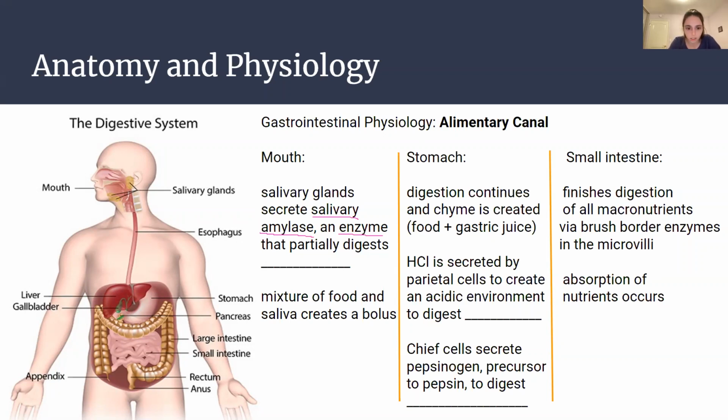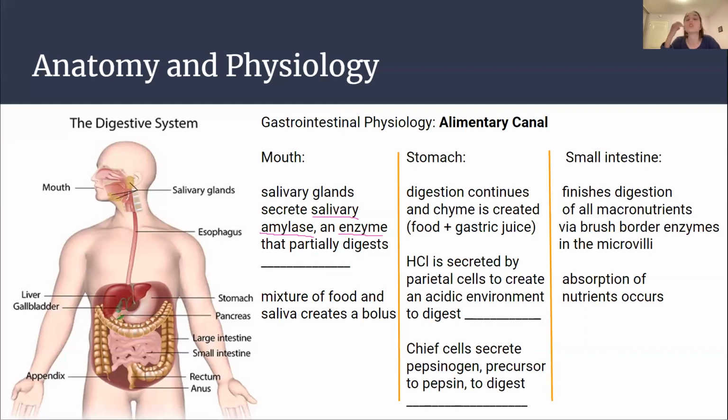Okay, I'm seeing in the chat carbohydrates. Yes, absolutely. So carbohydrates, they start to be digested in the mouth. So as those are starting to be digested, the mouth's responsibility is to mix food and saliva, and it's going to create a bolus. And basically, bolus is a fancy name for chewed up food. So that's what's occurring in the mouth.